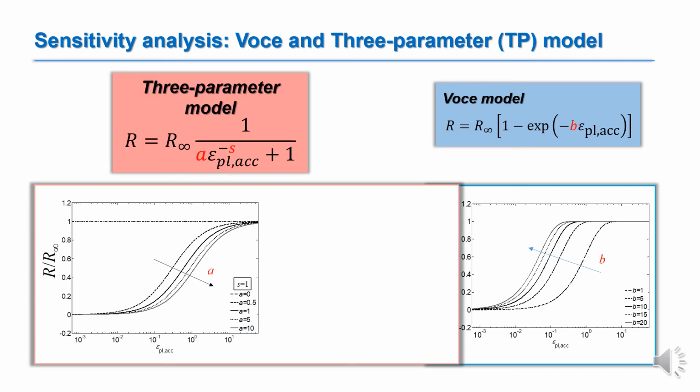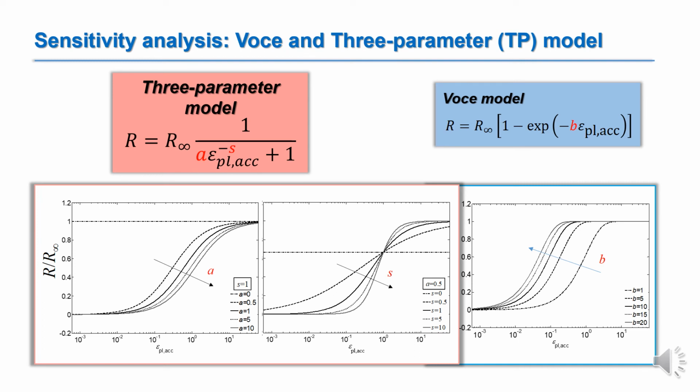Now let's consider the three-parameter model. Increasing the value of parameter A and keeping parameter S constant, the speed of stabilization diminishes. The curve shifts to the right. In other words, a bigger amount of accumulated plastic strain is needed to reach the stabilized condition. By contrast, the exponent S, keeping at the same time parameter A constant, controls the slope of the increasing portion of the curve. In other words, a higher value of S gives a steeper average slope.